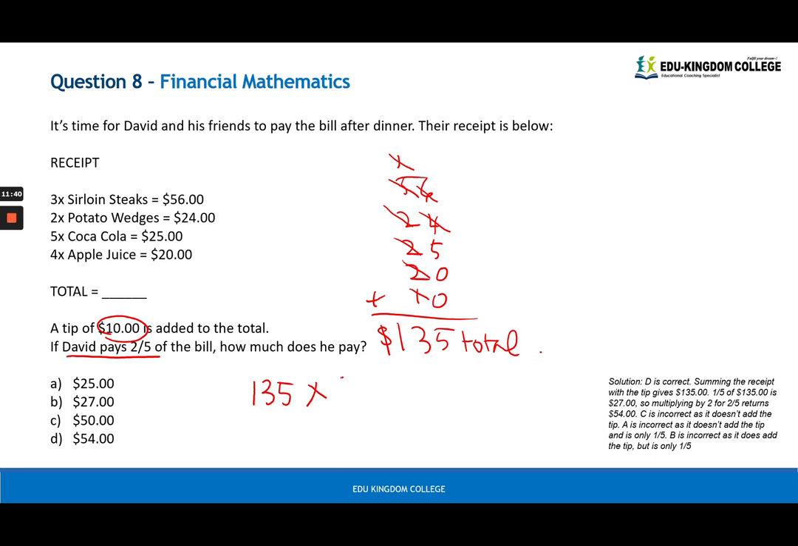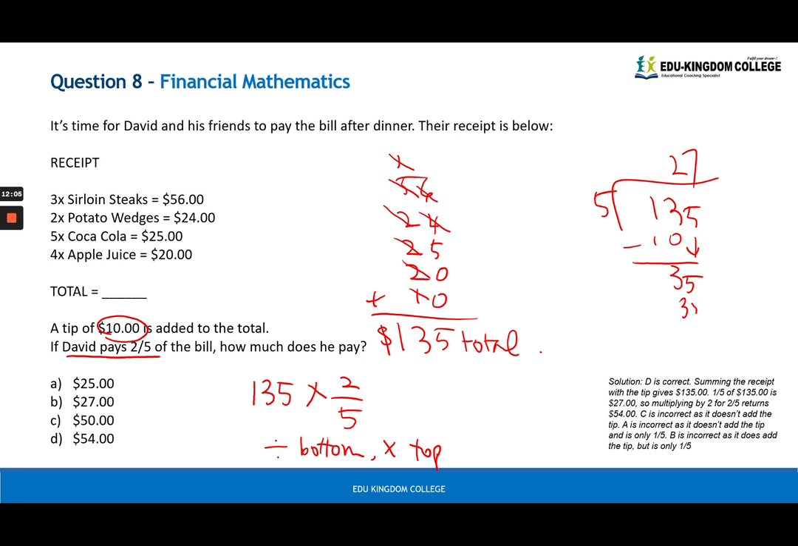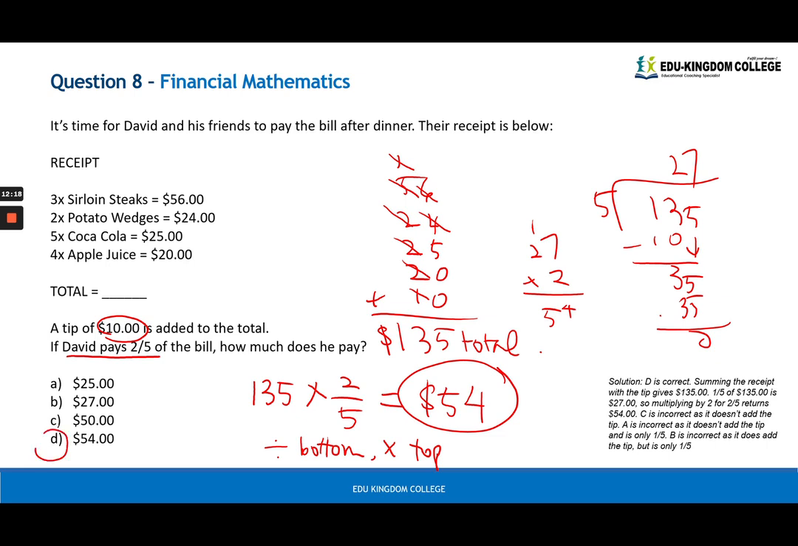So we're going to find 2/5 of 135. Remember, you divide by the bottom, and then times by the top in fractions, any time. Divide by bottom, times by top, just to remind you guys. 135 divided by 5 goes in twice. 10, drop the 3, drop the 5, 7. Right? So now we do 27 times 2, 14, 54. That's how much he will pay, which is D.